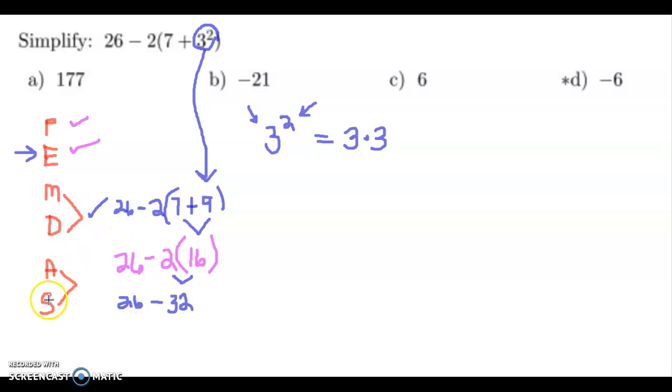Now I do addition and subtraction, and all I have is subtraction. So I have 26 positives, 32 negatives. I have more negatives than positives. And how many more negatives do I have than positives? Well, I just subtract. 32 minus 26 is 6.